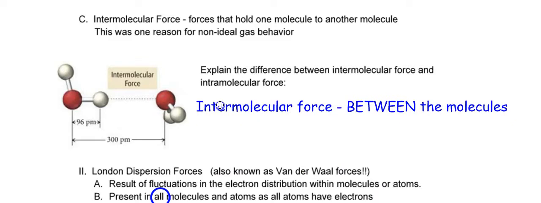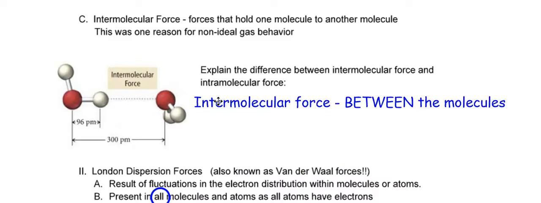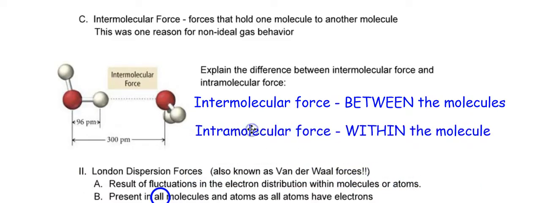An intermolecular force is a force between the molecules. So it's this one that's what, 300 picometers. An intramolecular force is the force within the molecule. So this is the force, let's say, between the oxygen and the hydrogen. How can we measure this force?